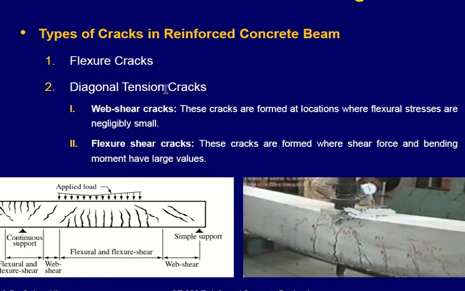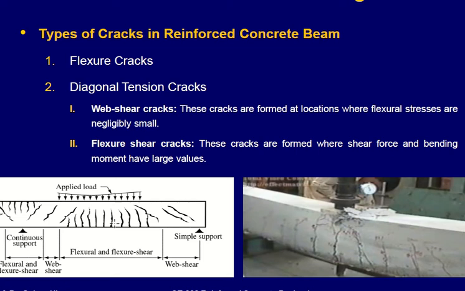And these diagonal tension cracks can be of two types. The web shear cracks. These cracks are formed at locations where flexural stresses are negligibly small and the shear forces or shear stresses prevail. Okay, and flexure shear cracks. These cracks are formed where shear force and bending moment both have large values and they cause the beam to crack. So look at this figure.